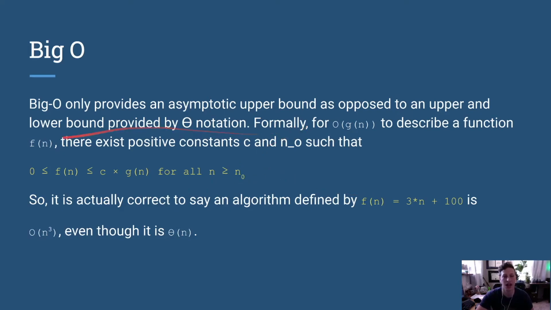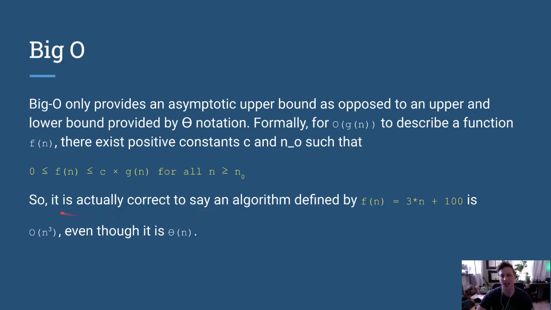So formally, for big O of g of n to describe a function f of n, there exist positive constants c and n0, such that 0 is less than f of n, which is less than your constant c times g of n for all n greater than n0. So as you can see, the lower bound of f of n is 0. I don't have to have a lower bound that never goes up and passes f of n from the bottom.